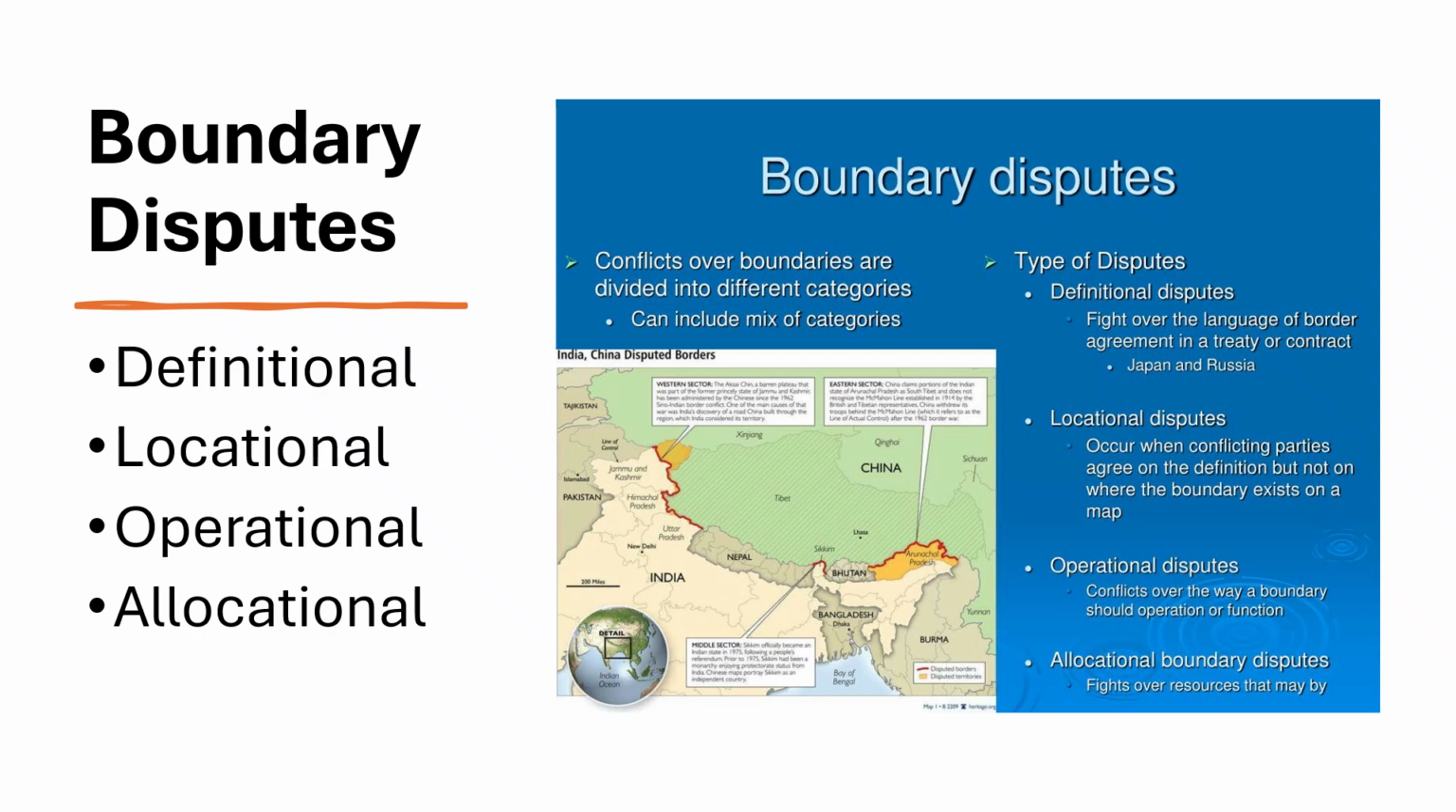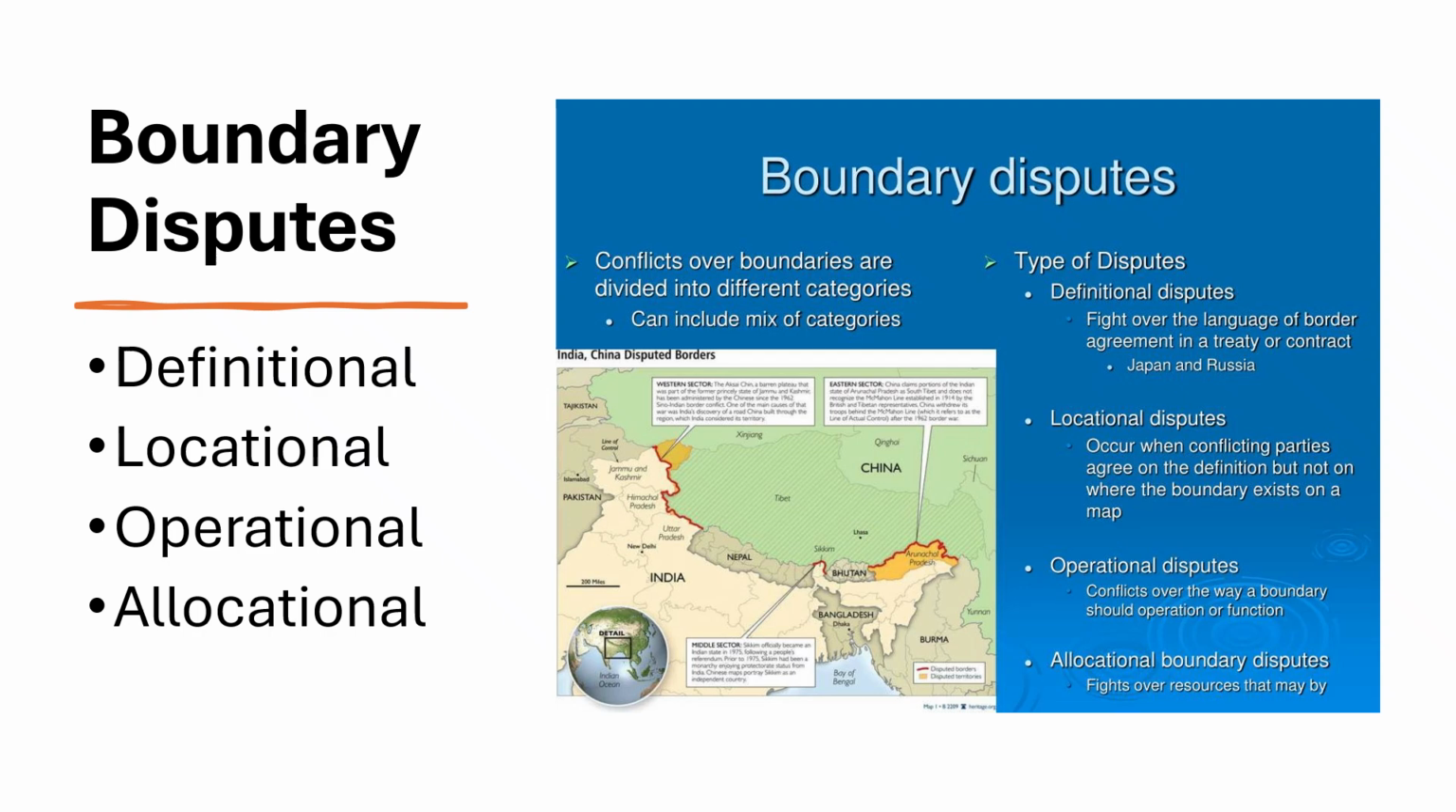Boundary disputes. You got a boundary, you're going to have a dispute. A definitional dispute: did we put it where we said we were going to, on the map? Locational: did we put it in the right place from the map on the Earth? Operational: do we have a problem with how the boundary is being administered? Do we have nobody there? Do we have guys with guns?